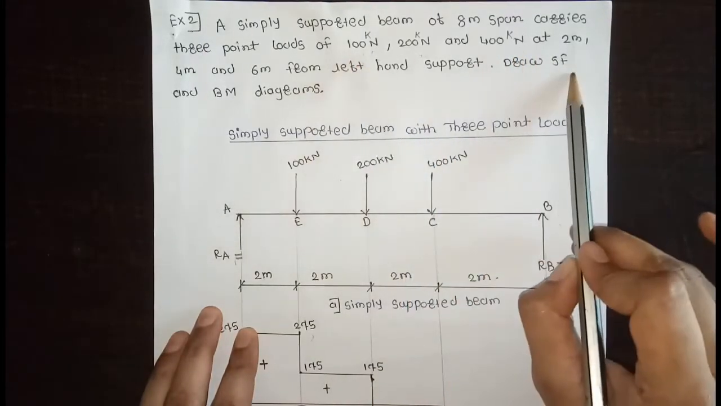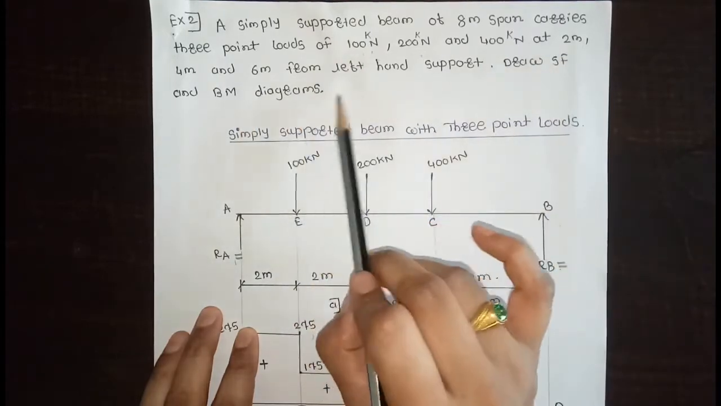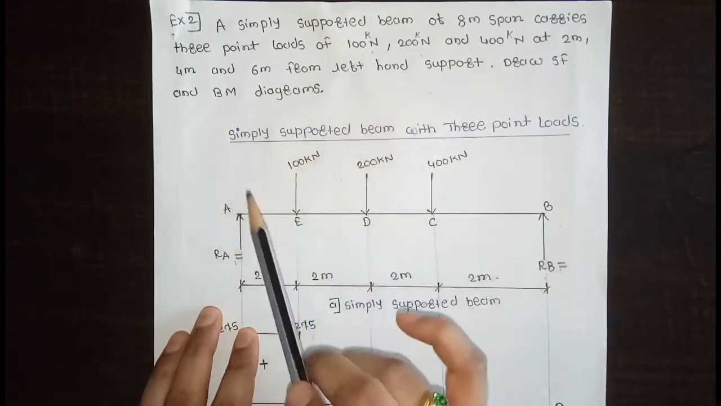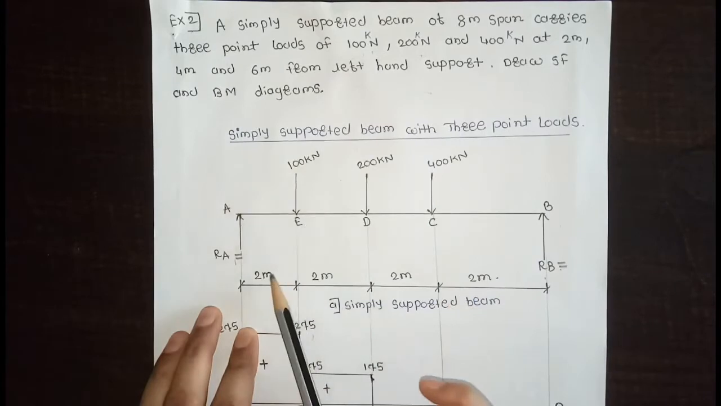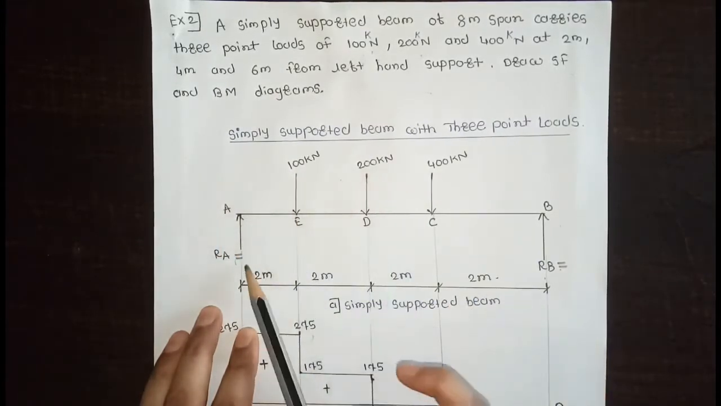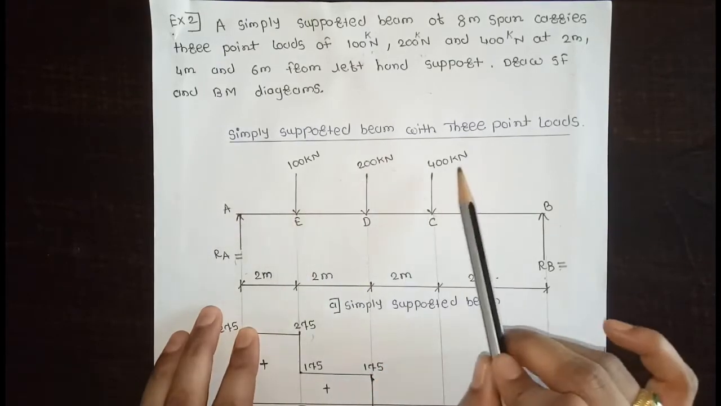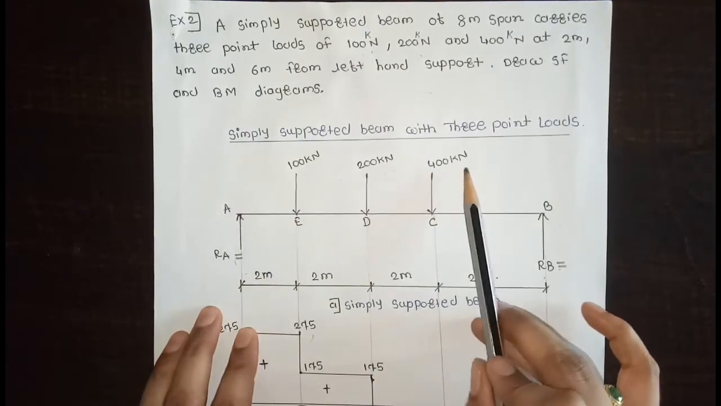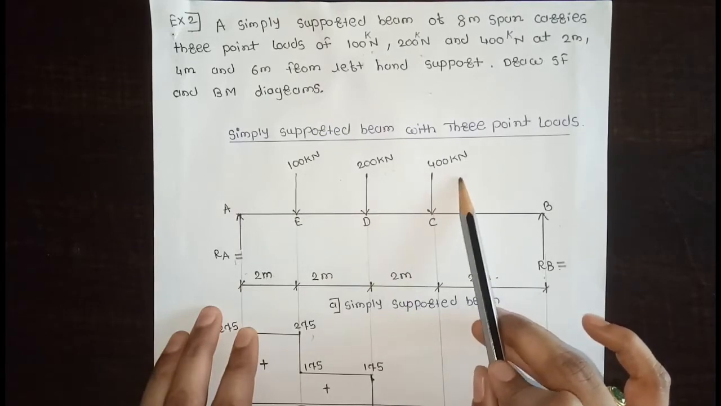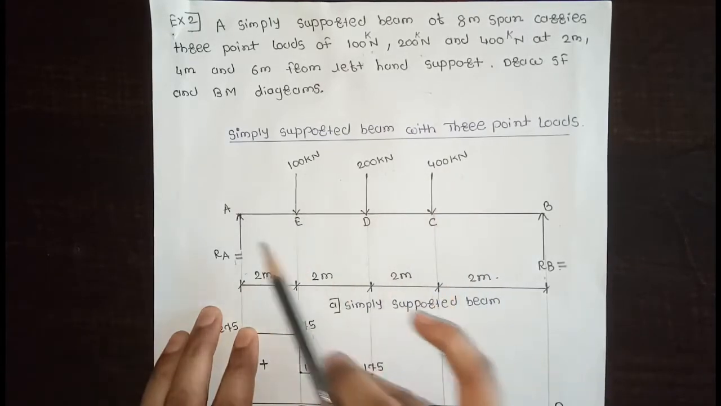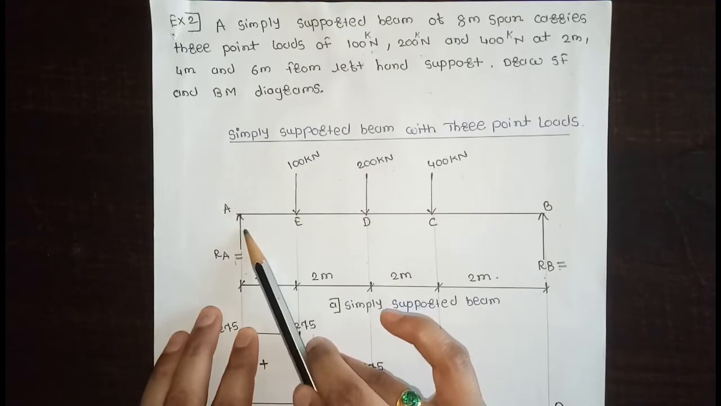First force 100 kN at 2 meter from the left hand support. Then second force 200 kN at 4 meter from the left hand support. And third force 400 kN at 6 meter from the left hand support.